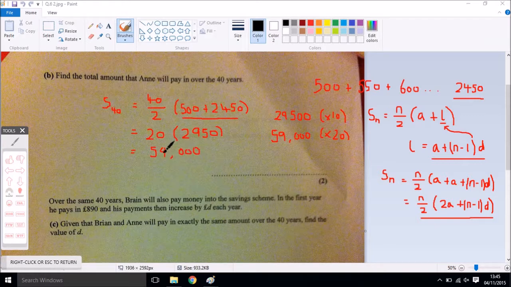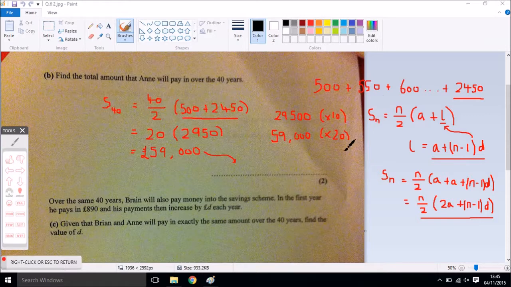And don't forget to put your answer on the dotted line. So that is the sum of the first 40 terms. Going back here, remember what that means is you're adding all of these terms. When you add all of these up, you'd actually get £59,000 total. So that's how much she actually saves or places in a saving scheme over those 40 years.